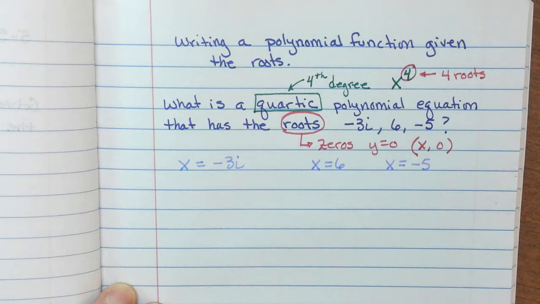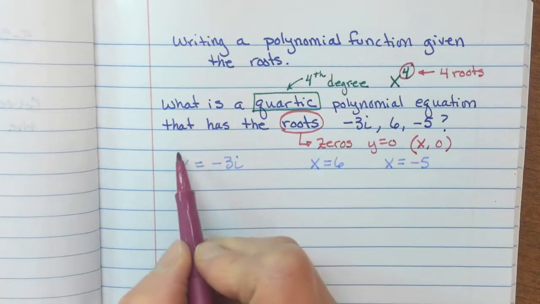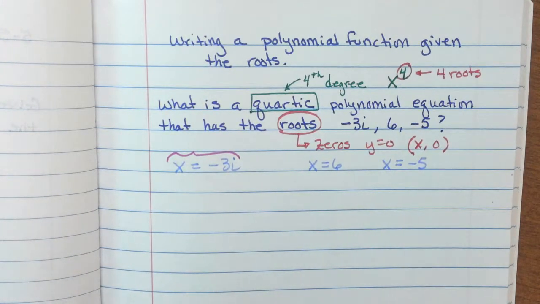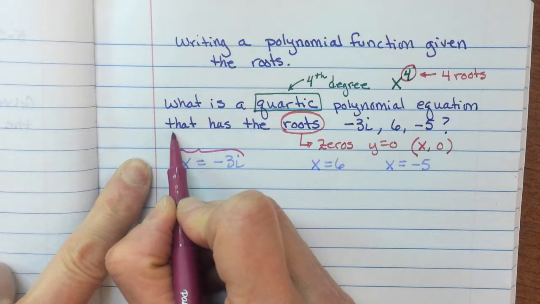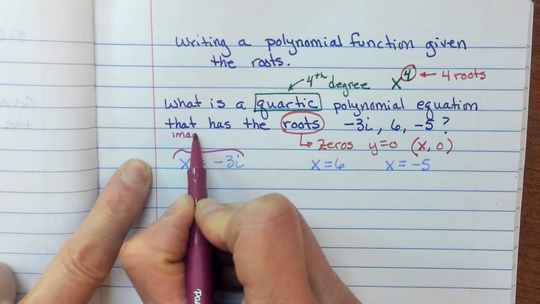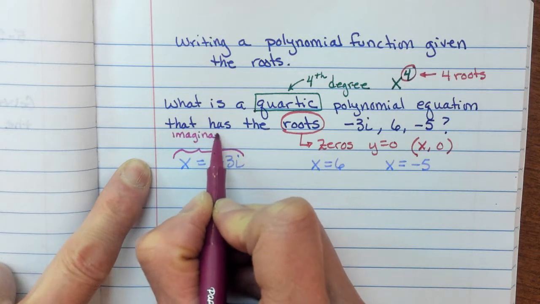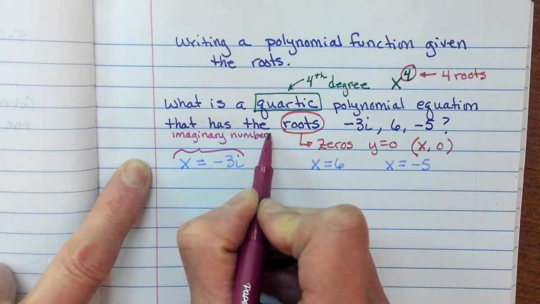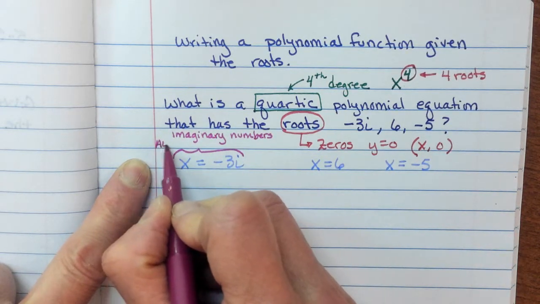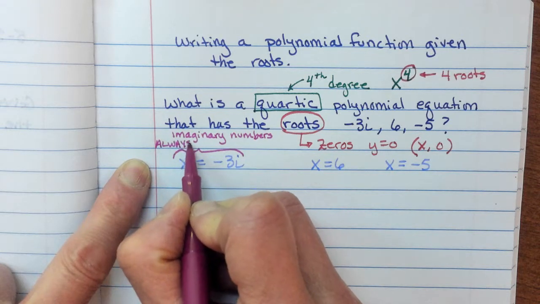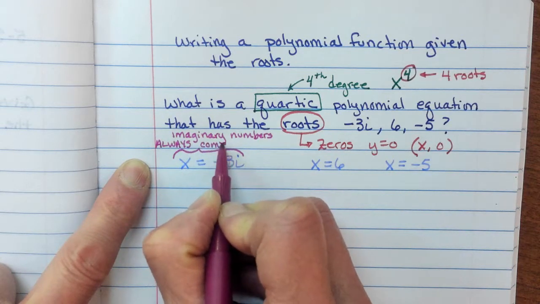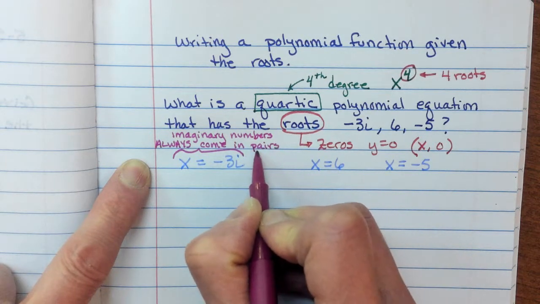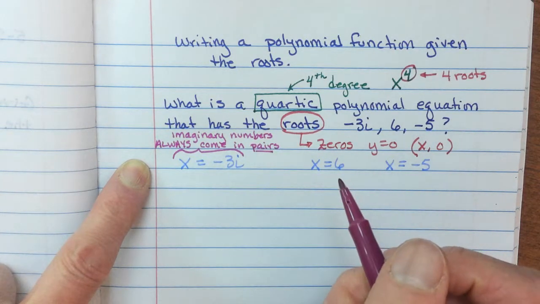Now the thing that I need to keep in mind has to do with imaginary numbers. So remember that imaginary numbers always come in pairs. So that means there has to be 2 of them.